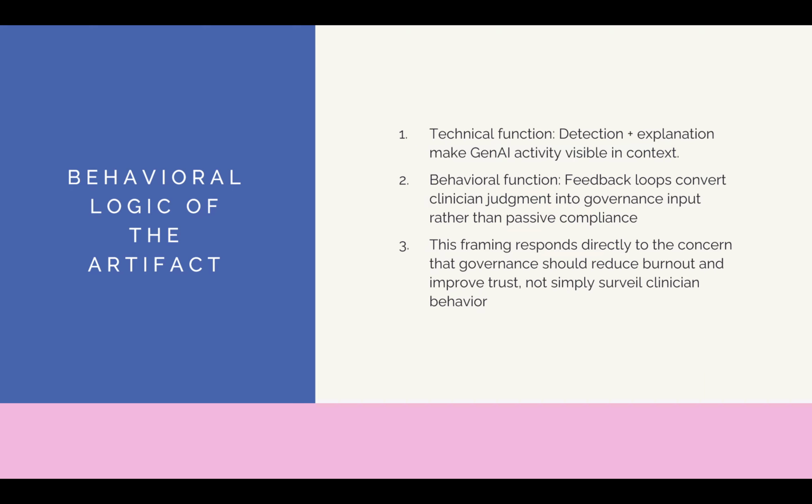The next one is the behavioral logic. One important point is that governance is not only a technical issue. So this artifact is designed to balance technical control with human behavior. Detection and explanation make AI activity visible, but the feedback loop is what turns clinical judgments into part of governance processes. In other words, the system is not just watching clinicians, it is learning from their responses and supporting trust rather than acting as a rigid surveillance mechanism.